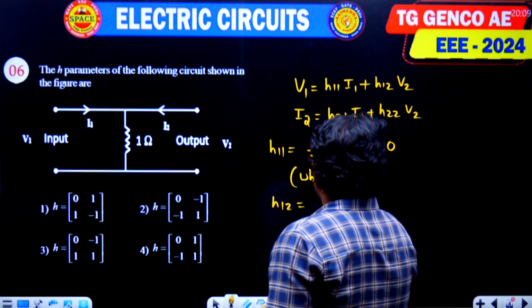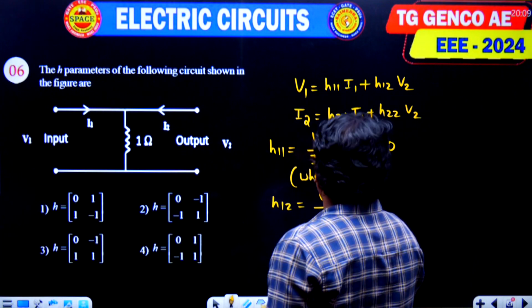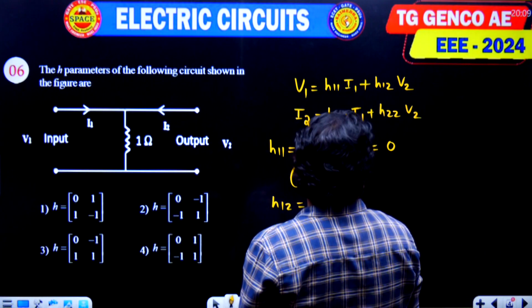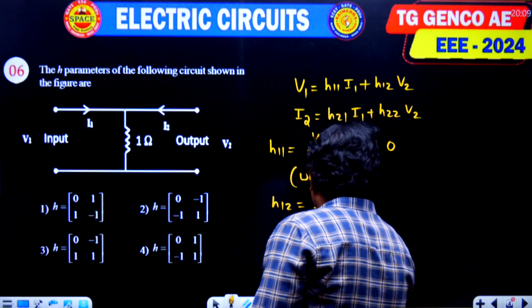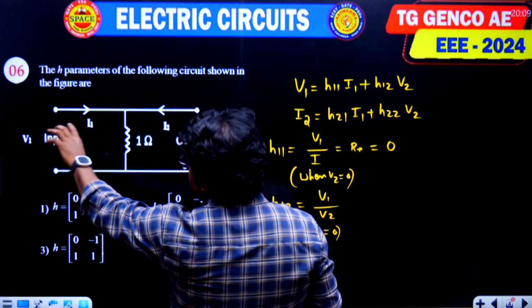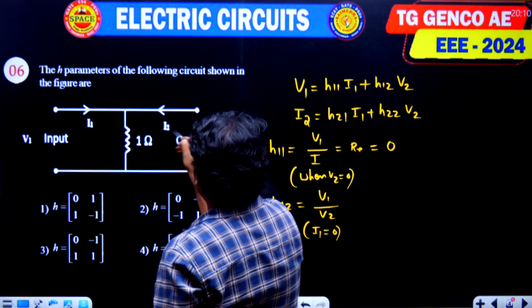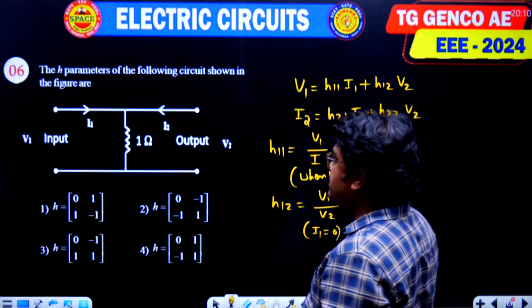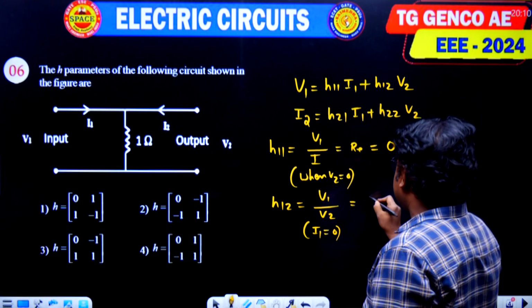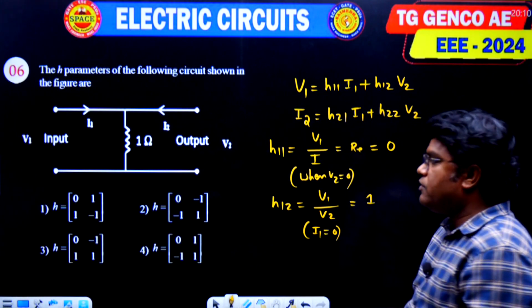H12 is equal to V1 by V2, and I1 is equal to 0. So I1 equal to 0 means it is open, and this V1 by V2 is the same as the 1 ohm resistance. So now it is a voltage gain, so here we will get 1.